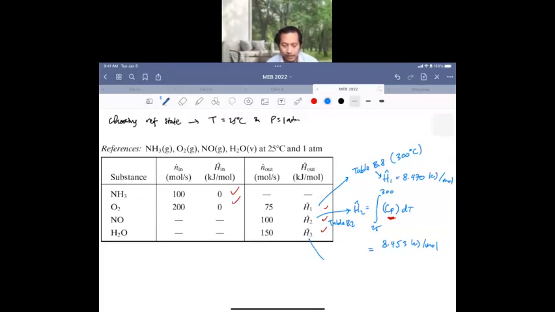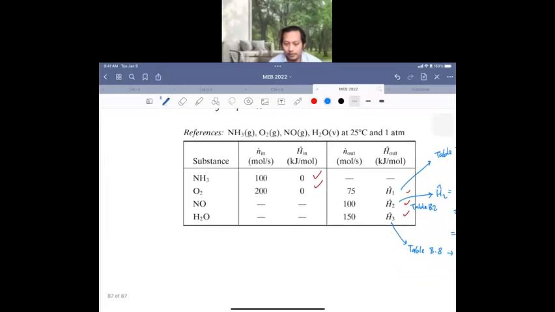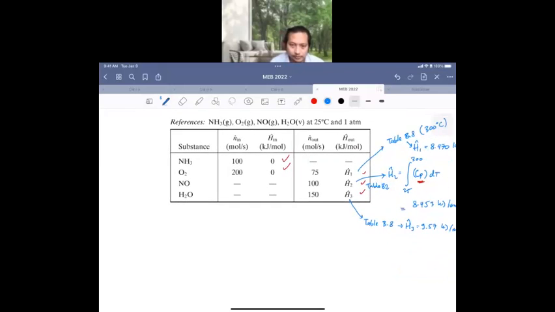And then H3 is the water. I think water is also a gas that is on table B8, so you could just look at the table B8. So you could write H3 is going to be 9.57. After all these enthalpies, the next thing we are going to have is the extent of reactions.